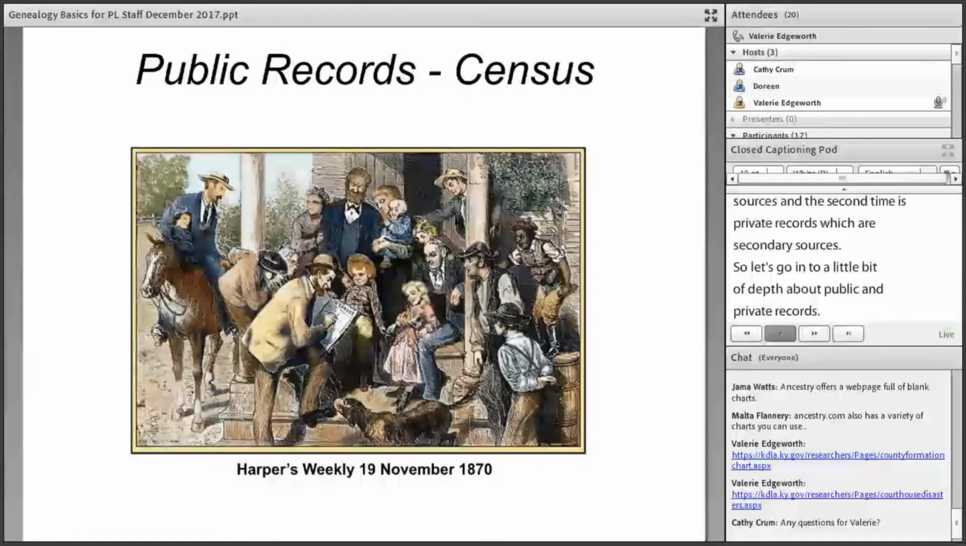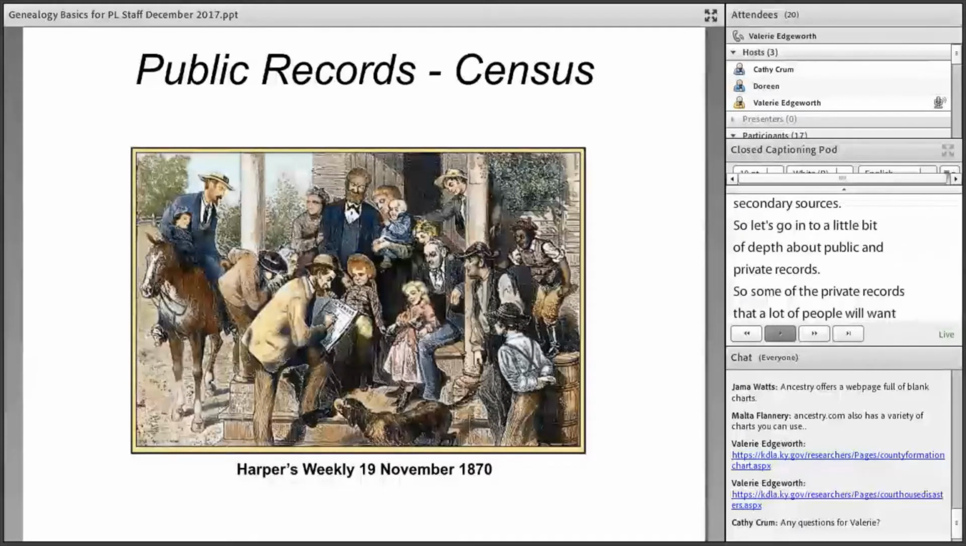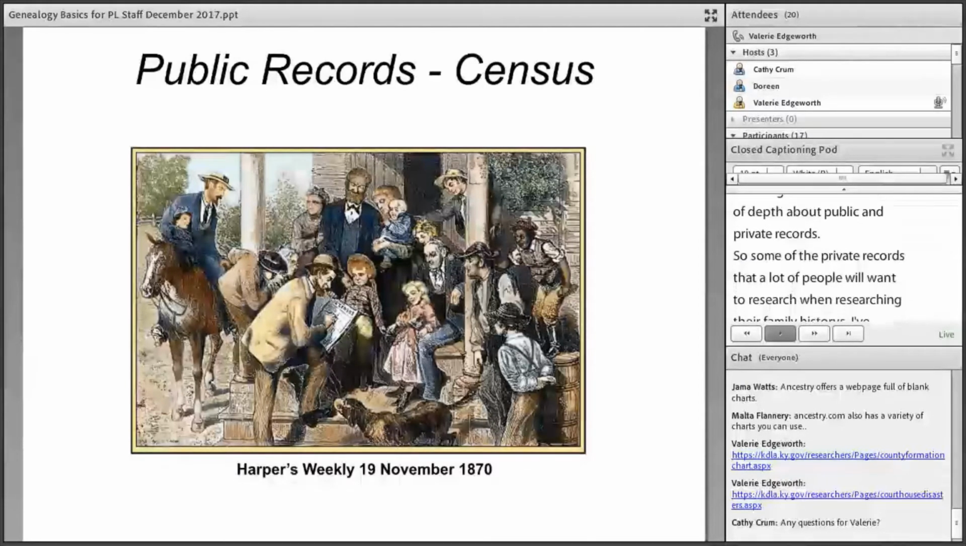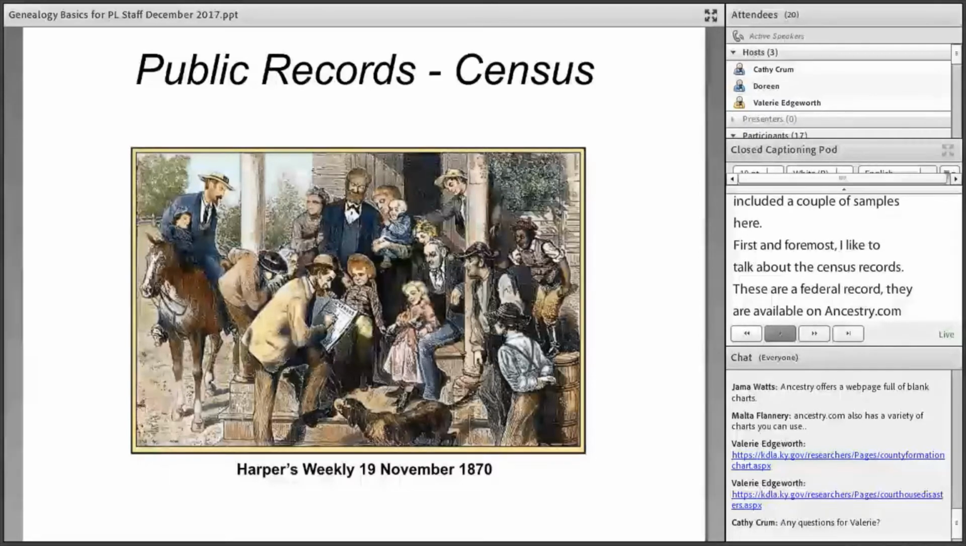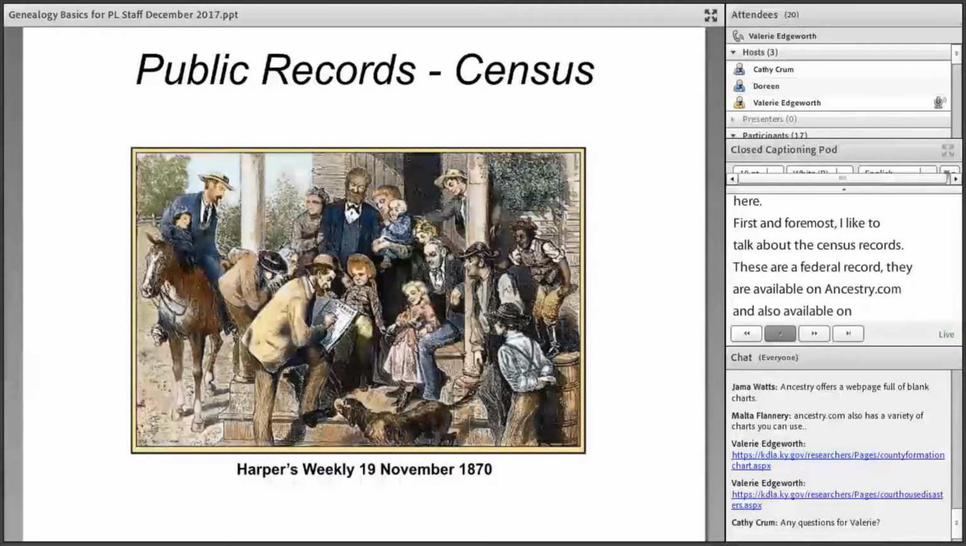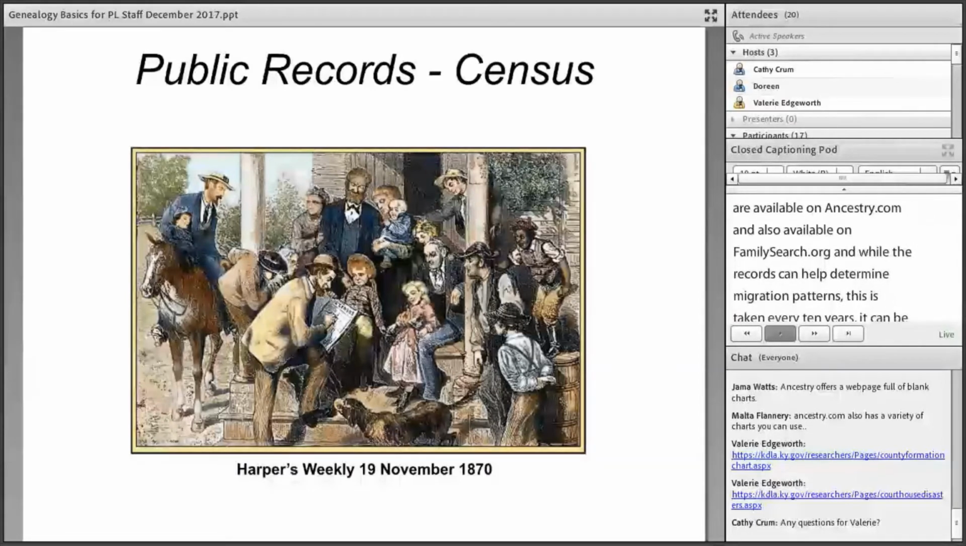So some of the private records that a lot of people are going to want to research when researching their family histories, I've included a couple of samples here. First and foremost, I like to talk about the census records. These are a federal record. They are available on Ancestry.com. They're also available on FamilySearch.org. And while these records can help determine migration patterns, the census is taken every 10 years. It can be accurate to a point.